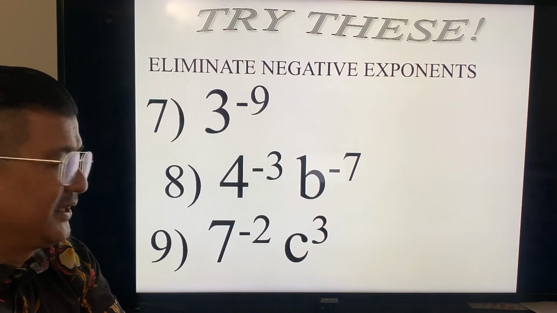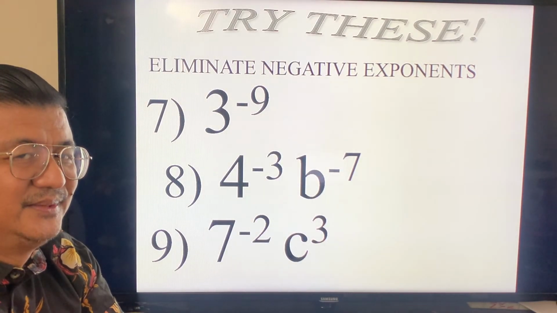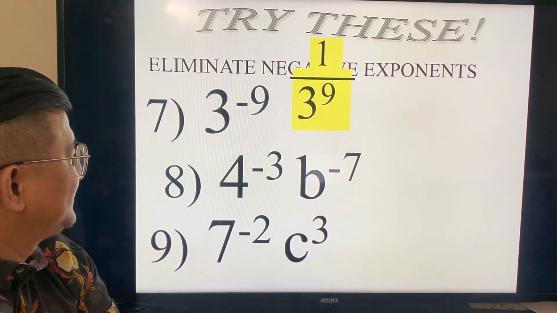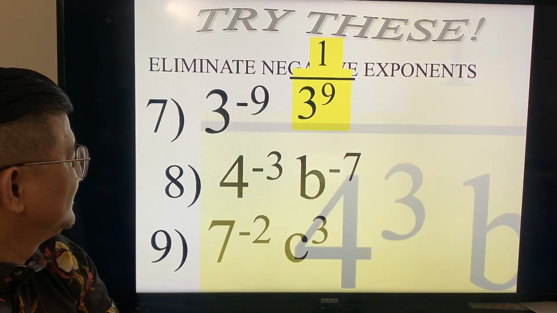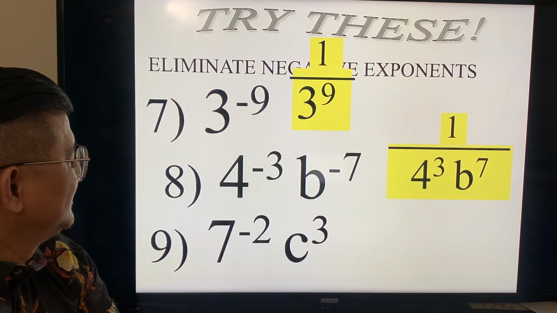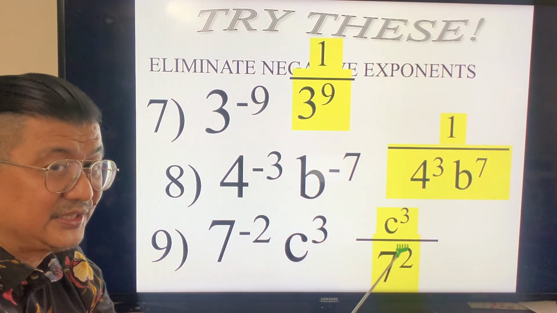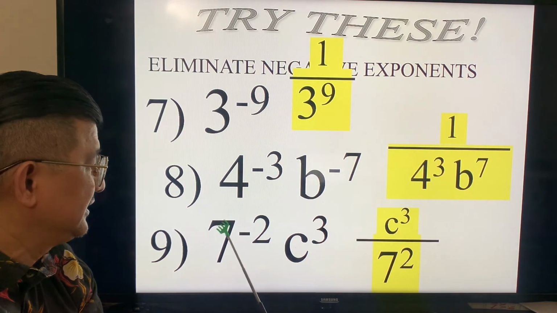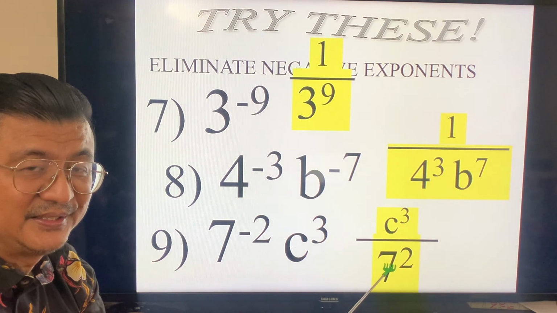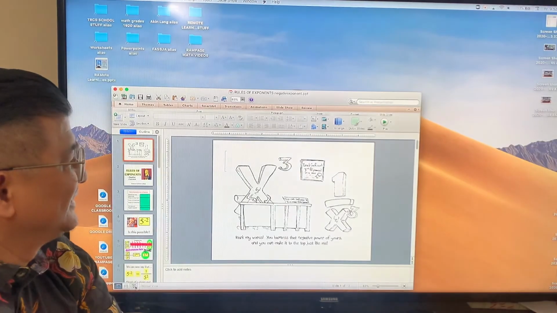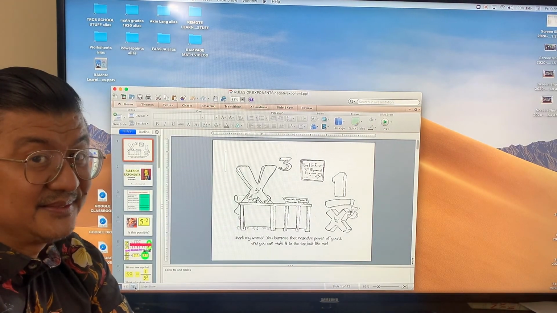Correct. Try this on your own. Here's the answer. C to the 3rd stays on top because it's positive. Only this will go down the denominator. Correct. That's it.